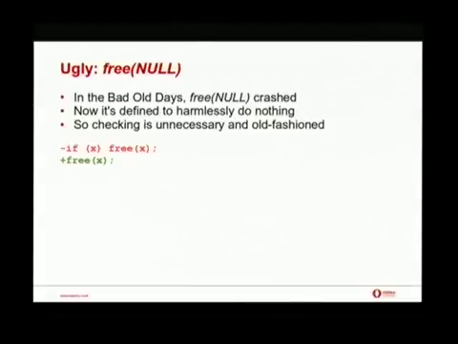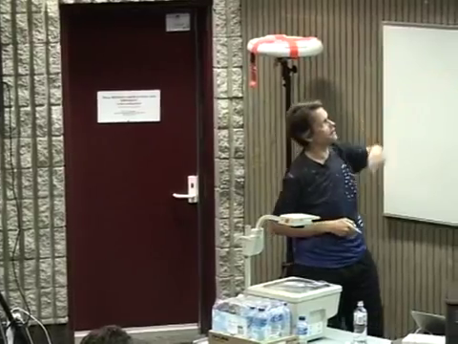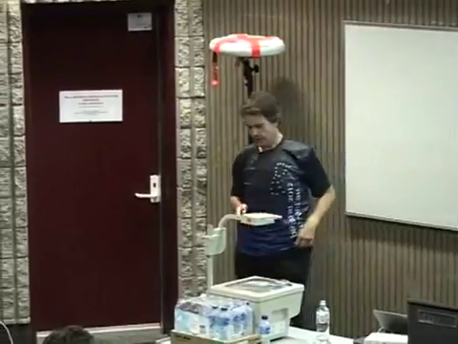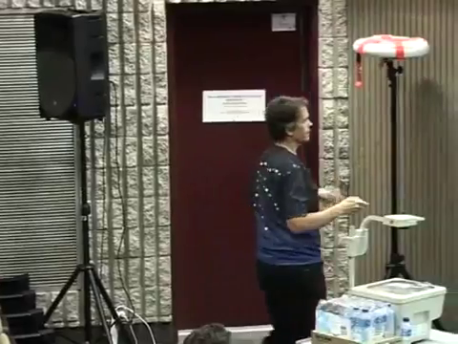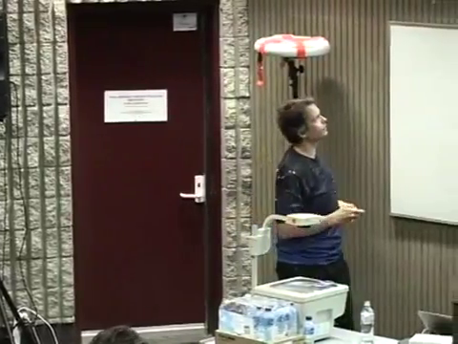So if you see code that does this, and there's a lot of this really careful code, if x free of x, they're doing the useless half of the job. What the code should actually do is free of x equals null. That's actually the sensible thing to do, but I'll talk about that in a little while.